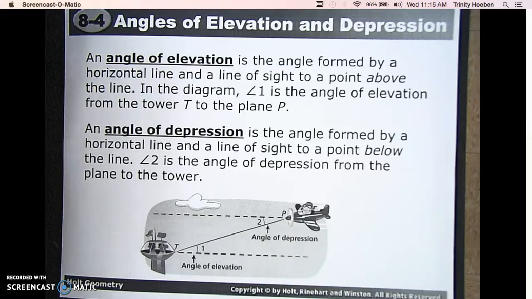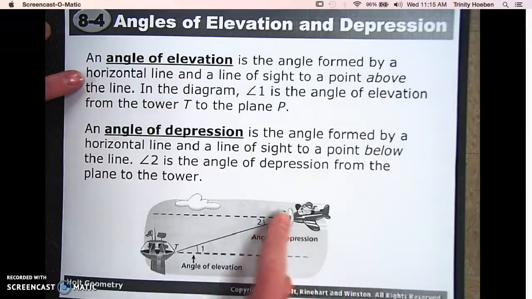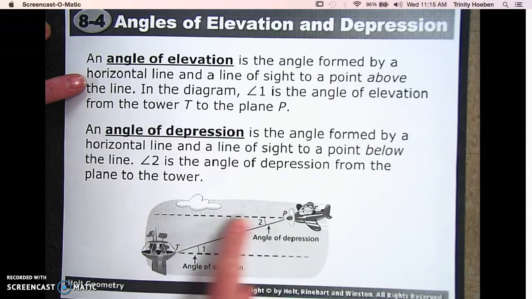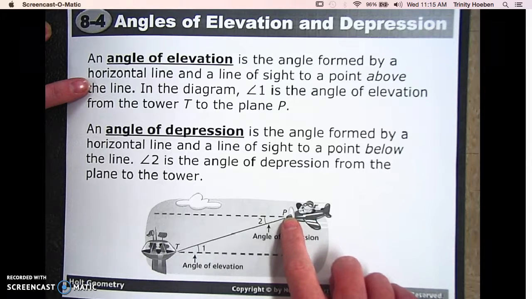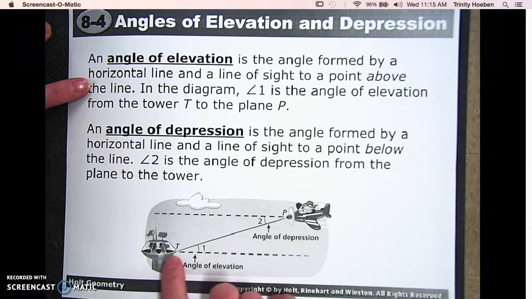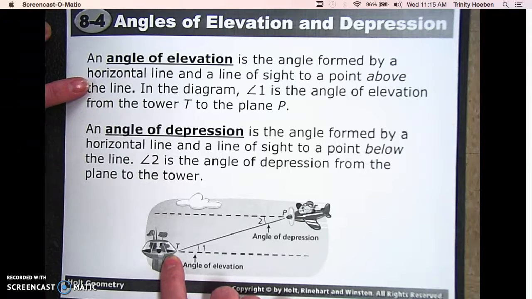All right, so section 8-4 is called angles of elevation and depression. The angle of elevation is going to be the angle formed by a horizontal line, so this horizontal line going right here, and a line from that site of the person in the airplane going down to the tower is going to be above that line.